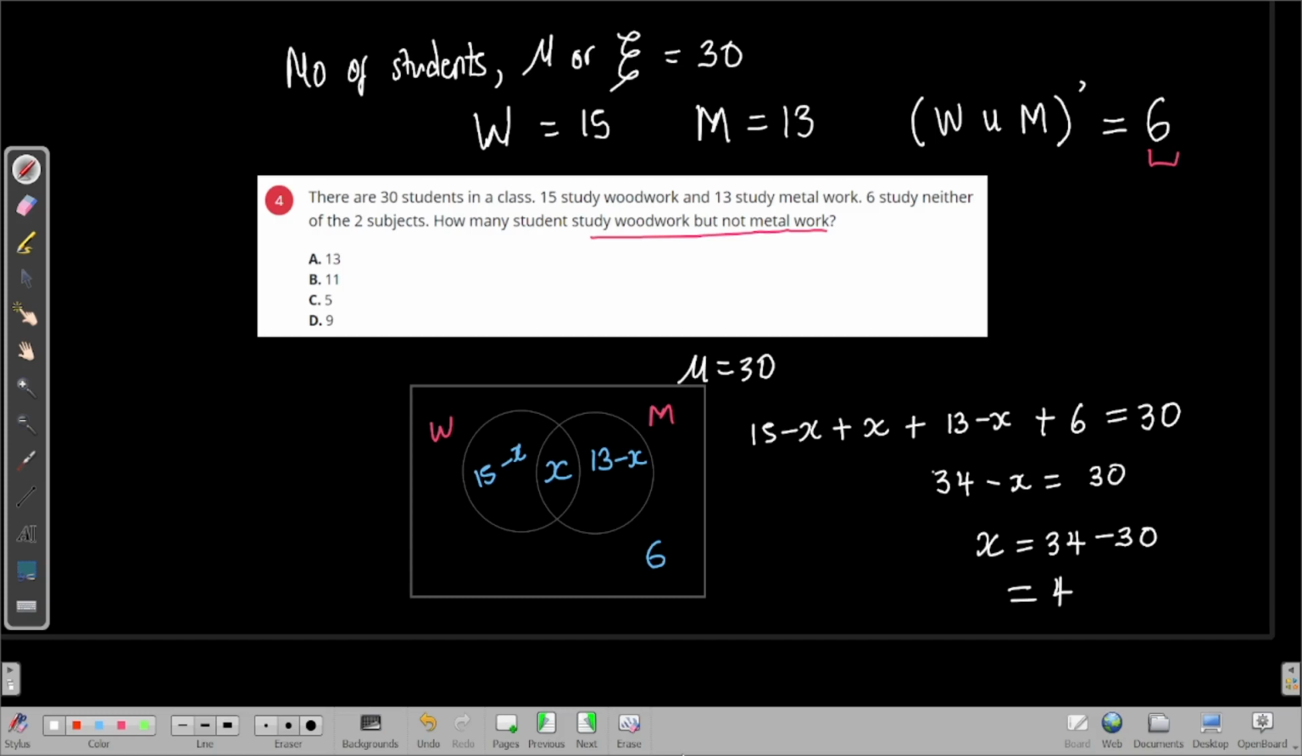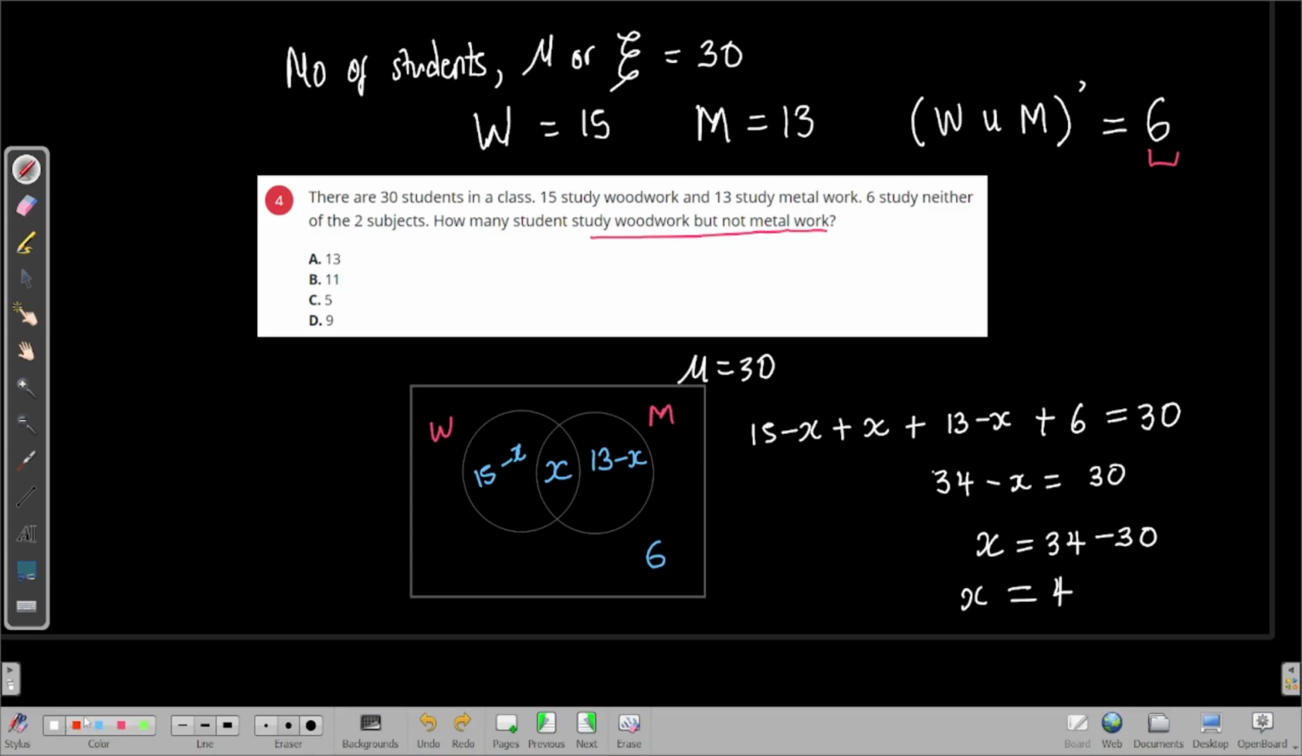Oh, okay, sorry, we're not done with solving the question. I'm so sorry. So we just found X. X is the number of students that are studying both woodwork and metalwork. That's why it's in the center of the circle, meaning that 4 students are studying woodwork, and at the same time they're also studying metalwork.